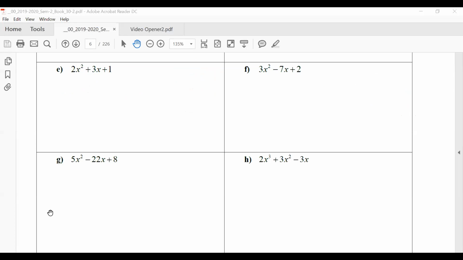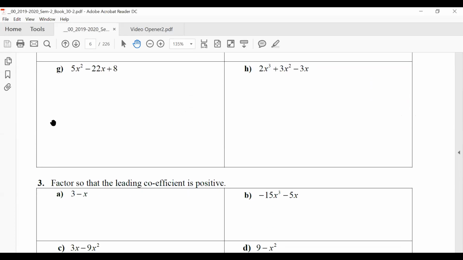If you would still prefer to do decomposition, I'll do decomposition on G. Nothing wrong with decomposition. It's actually quite handy when our numbers get big, and it will always give us the factored form. It just takes a lot more steps, but there's nothing wrong with that. Okay, so two numbers that multiply to 40 and add to negative 22 sounds like negative 20 and negative 2. So decomposition works like this.